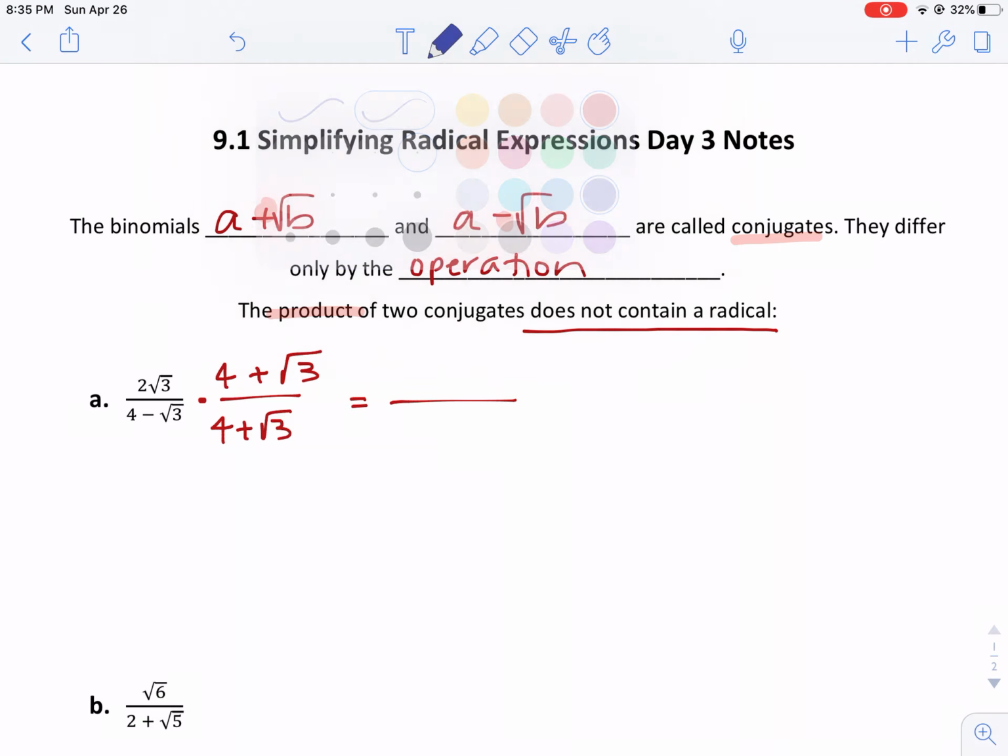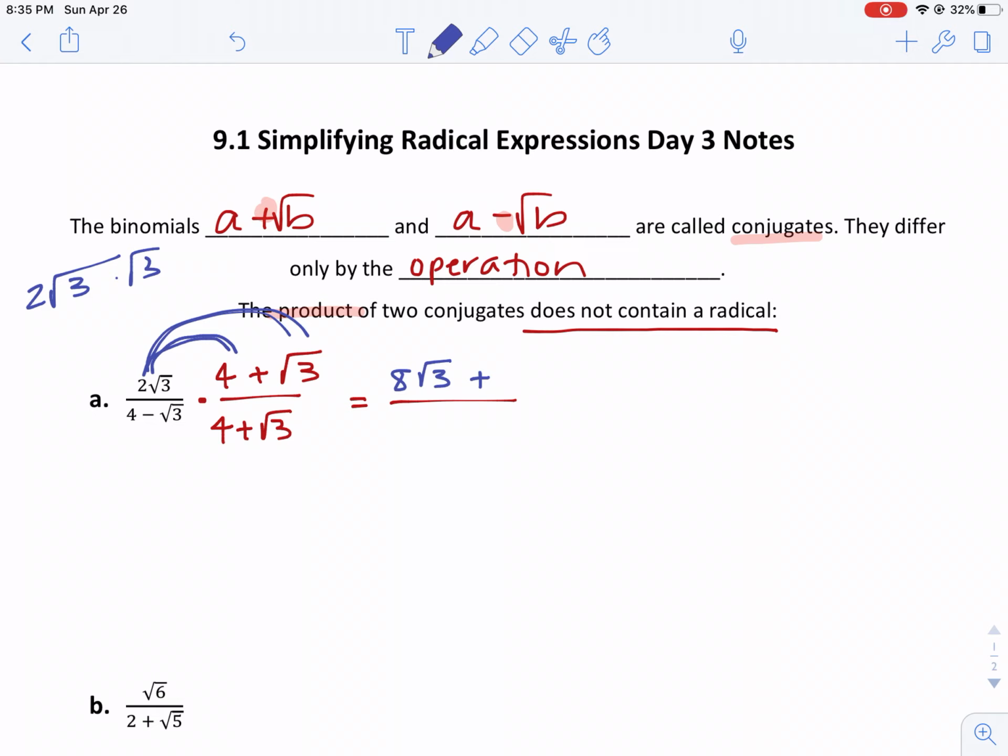So in the numerator, we have 2 root 3 times 4 and 2 root 3 times root 3. So 2 root 3 times 4 is going to be 8 root 3. We have our addition sign, and then 2 root 3 times root 3. Well, root 3 times root 3 is 3. So this would just be 2 times 3, which is 6.